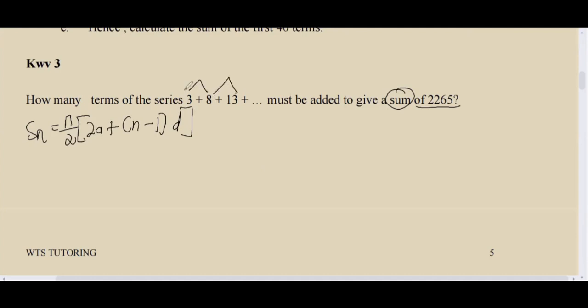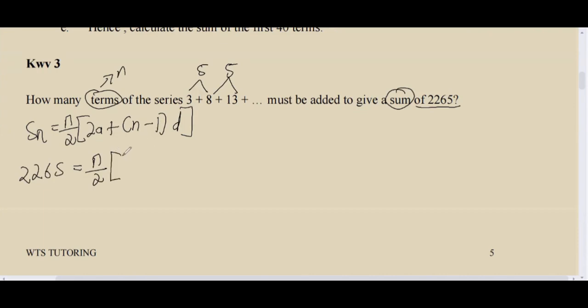So now let's find the difference between these terms. If we say 8 minus 3, that's 5. 13 minus 8, that's also 5, right? So now they say, how many terms? What are we looking for? How many terms? We are looking for n, right? Must be added so that the sum is 2,265. So 2,265, we are looking for this n here. So we're not going to substitute anything there.